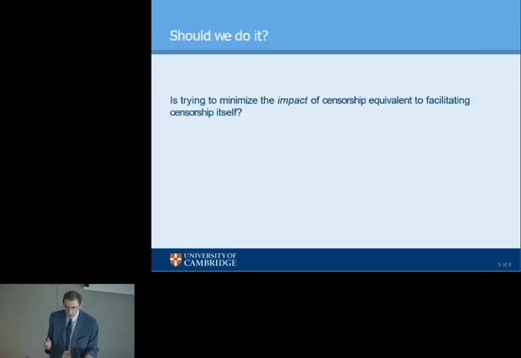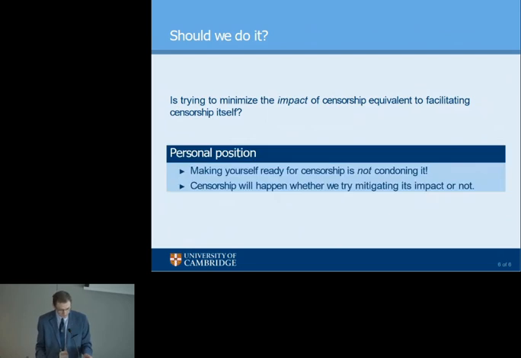The more interesting question, I believe, is whether we should do it. There's an argument to be made that by attempting to mitigate censorship, we could in fact end up supporting it. For what it's worth, my take on this is that no, trying to mitigate censorship is not condoning it. Censorship will happen, and in fact, as we have now seen, censorship is happening, whether we like it or not.